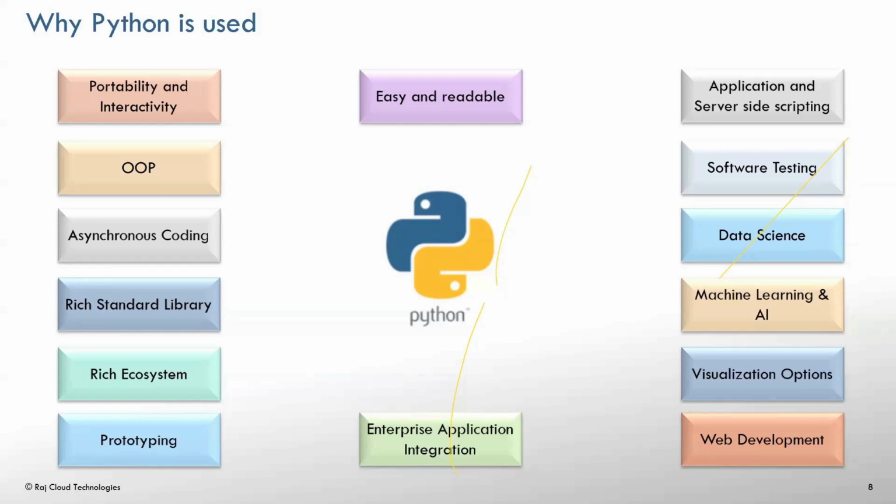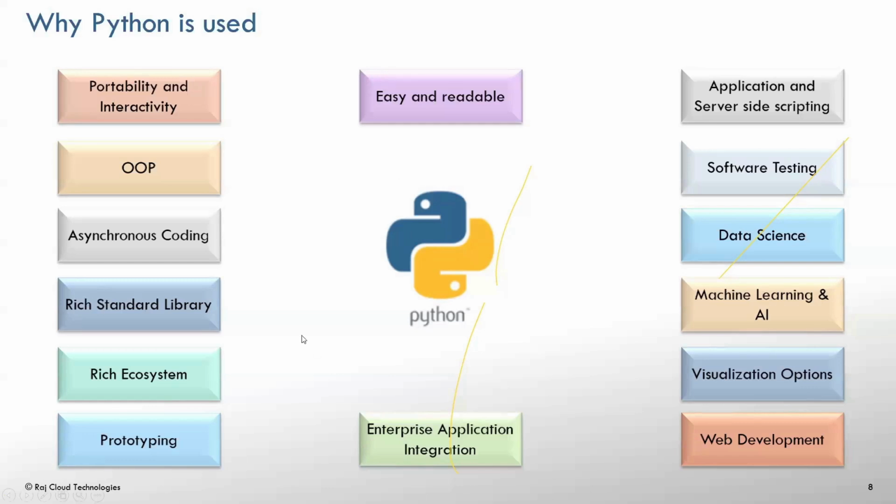All the Python libraries, like Flask or Django or data science, machine learning, AI, whatever it is, are open source. You can install them and develop whatever you want. That's one of the foremost reasons why Python is trending.